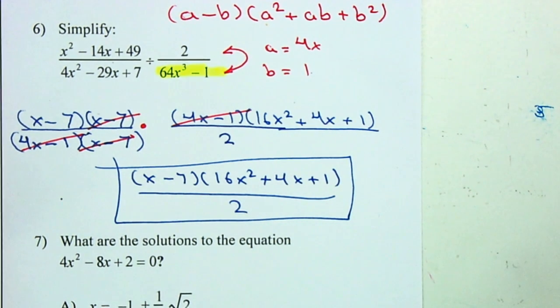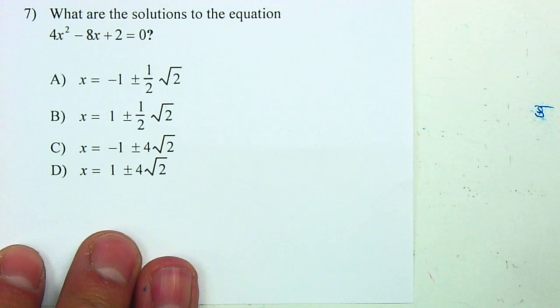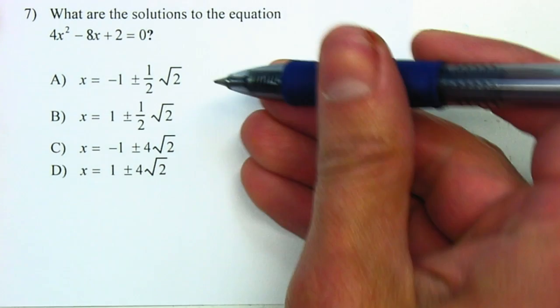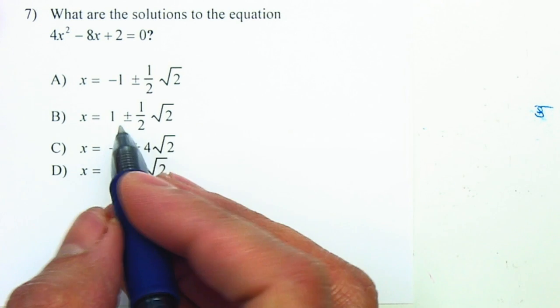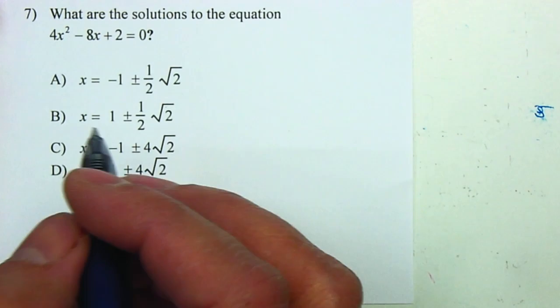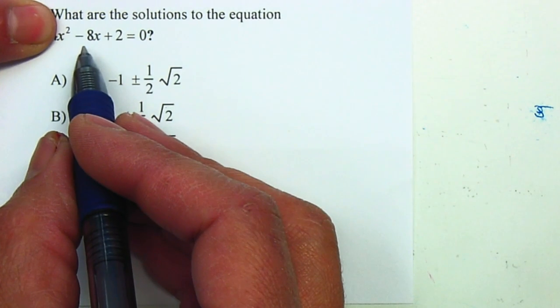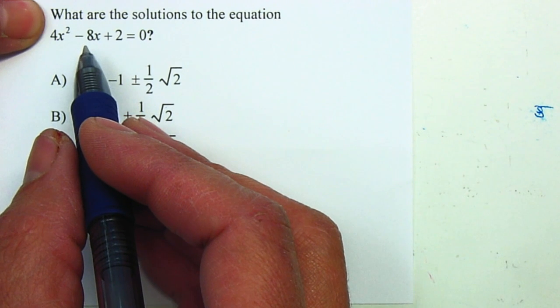Let's continue with problem number 7. Problem number 7 says, what are the solutions to the following equations? Now, as you guys can see by your answers, you are not able to factor. Your answers are not whole numbers, so we're not able to factor. If we didn't have this 4 on the front, then we could complete the square because this is even. But when you complete the square, you cannot have a leading coefficient.